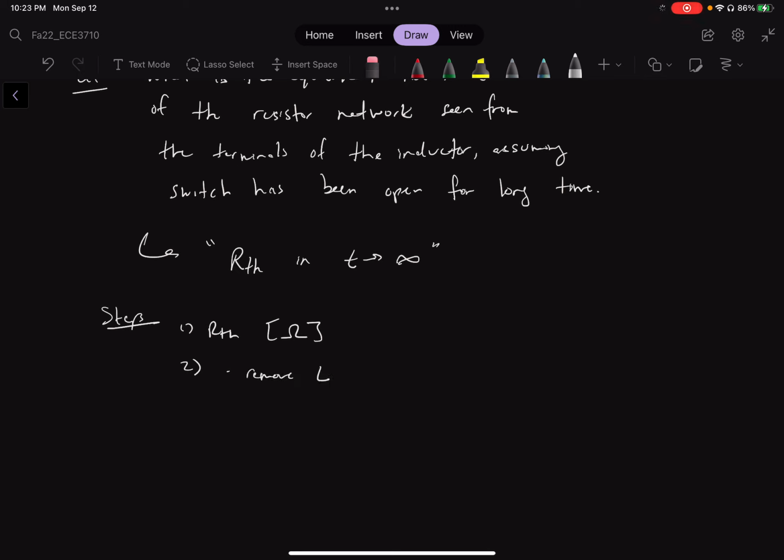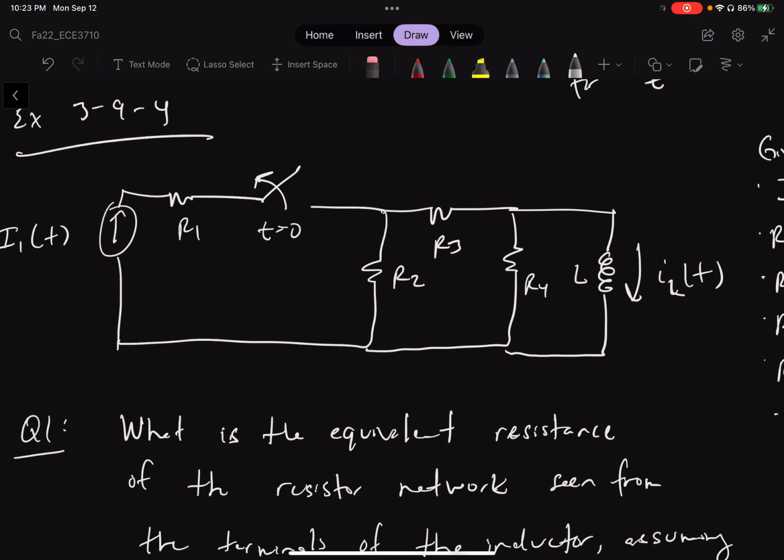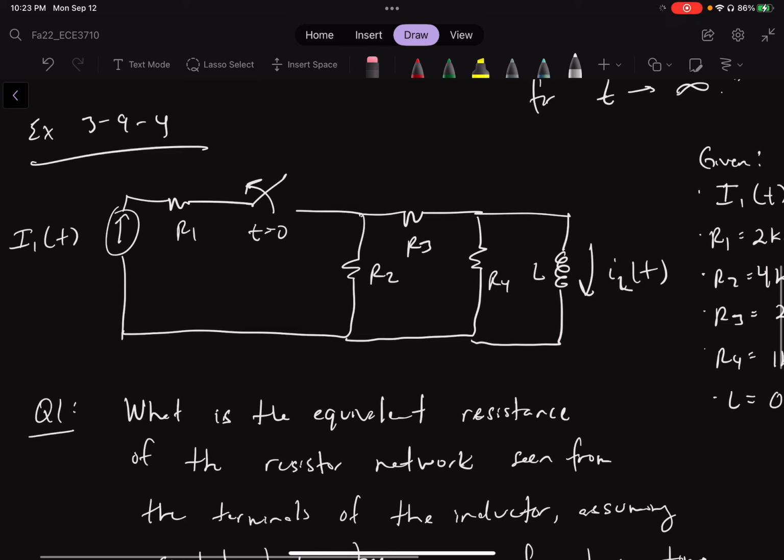Remove the inductor, zero out our sources, and just make sure that we are in time approaching infinity. Okay? So, with that being said, we look at the circuit. If time is approaching infinity, where is the switch? Is it open or closed? We're way past time equal to 0, so the latch has already opened.